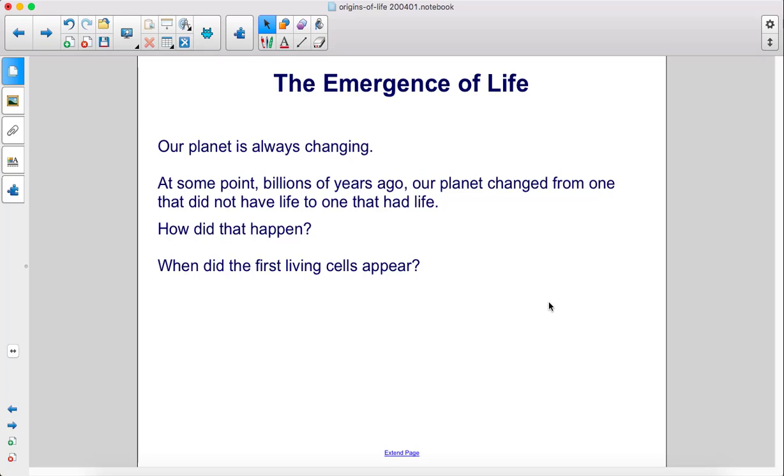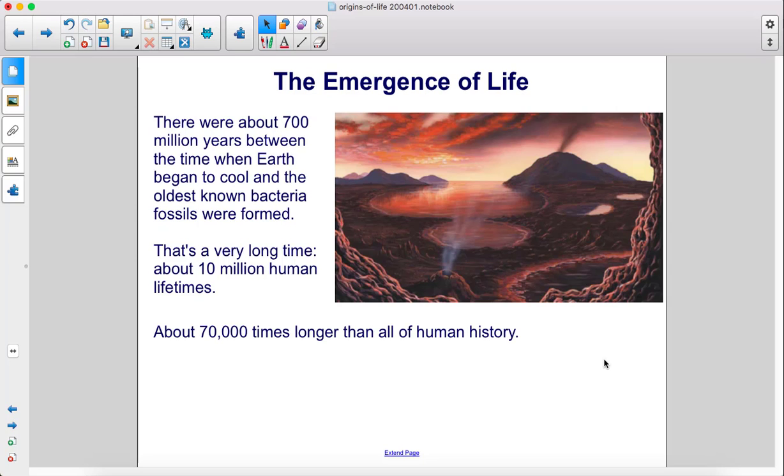Our planet is always changing. At some point, billions of years ago, our planet changed from one that did not have life to one that had life. How did that happen? When did the first living cells appear? There were about 700 million years between the time when Earth began to cool and the oldest known bacteria fossils were formed. That's a very long time, about 10 million human lifetimes, about 70,000 times longer than all of human history.